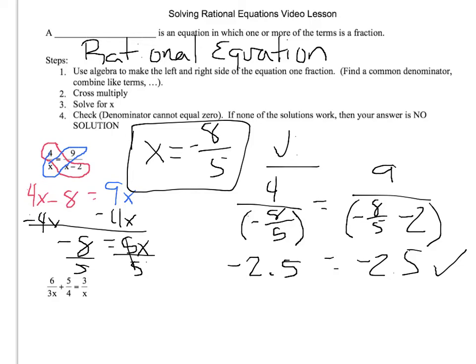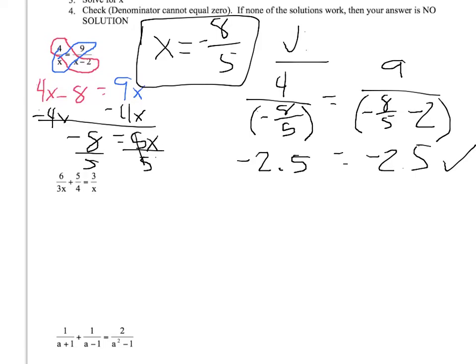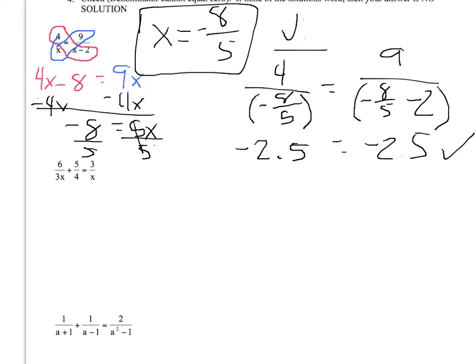Next problem is going to be a little bit more work because on the left-hand side, we don't have the one fraction. So we need to force it to be one fraction. And the way we do that is by finding a common denominator. Now the common denominator between 3x and 4 is going to be 12x. So the first one I'm going to multiply by 4. And the second fraction I'm going to multiply by 3x.